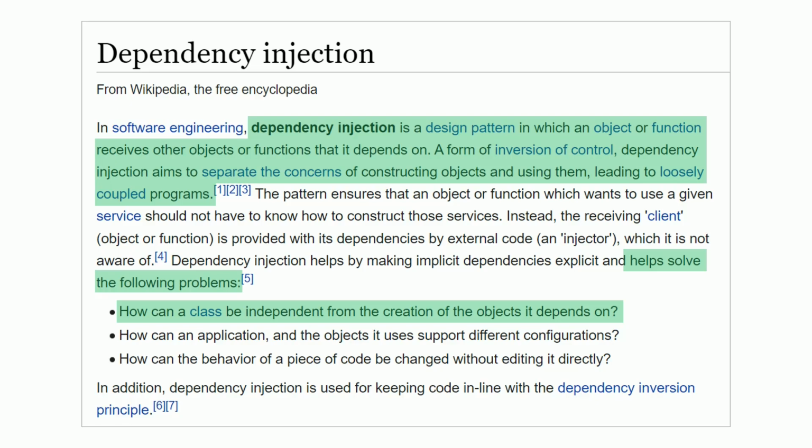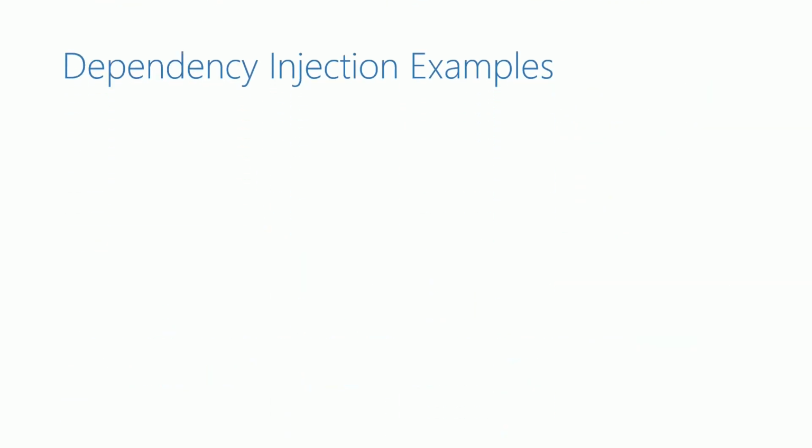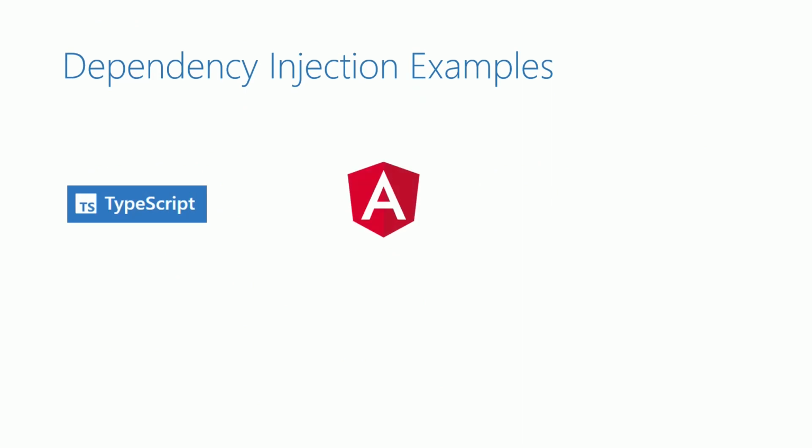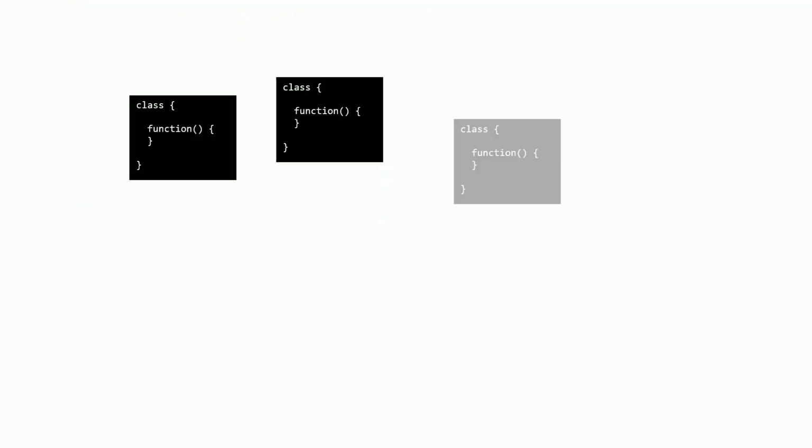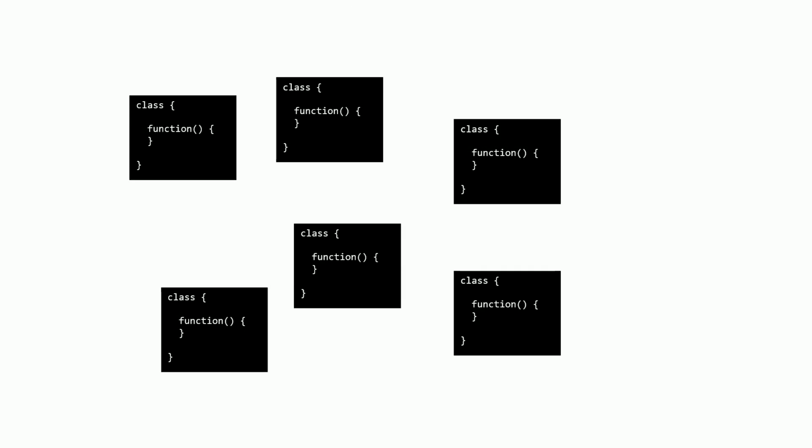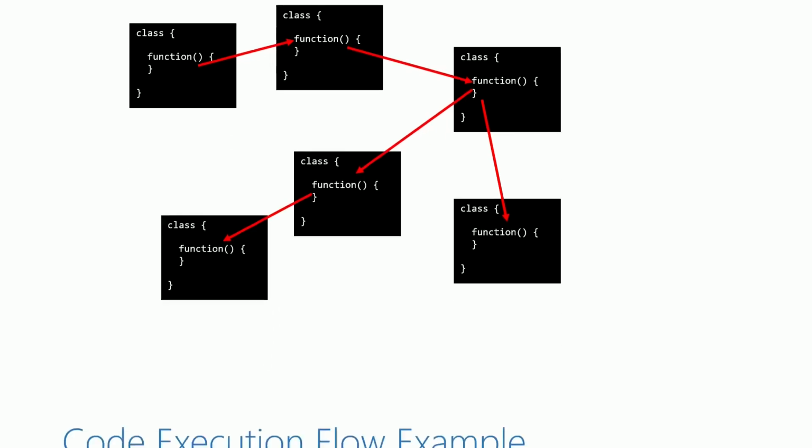The explanation provided in this video uses TypeScript classes within an Angular application, but the explanation can be applied to any object-oriented programming language that uses classes and functions. A complex application results in having multiple classes. A function in one class can call another function in another class, and then that function can call another function in another class, and it may go on like this. Let me represent this with an example.